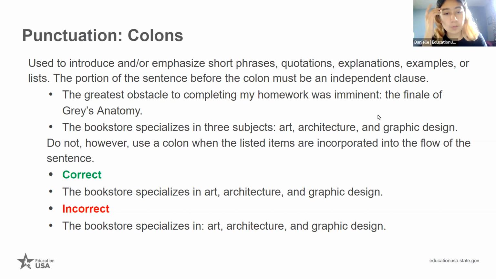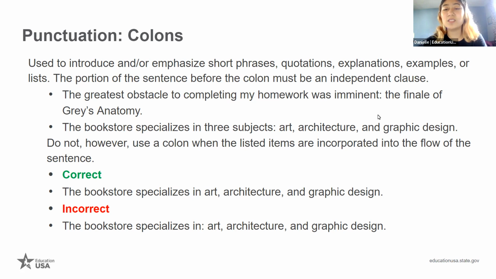And then I also mentioned lists. Here's another one. The bookstore specializes in 3 subjects: art, architecture, and graphic design. I was gonna say the store sell, no. The store sells 3 fruits: apples, bananas, and oranges. Gosh. So there, you can use that as another example to use the colon.